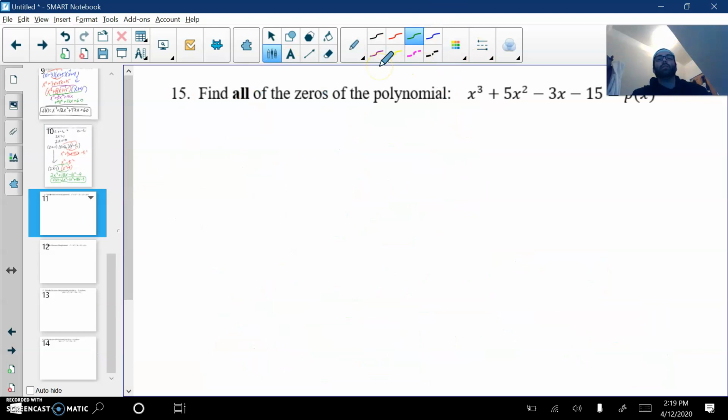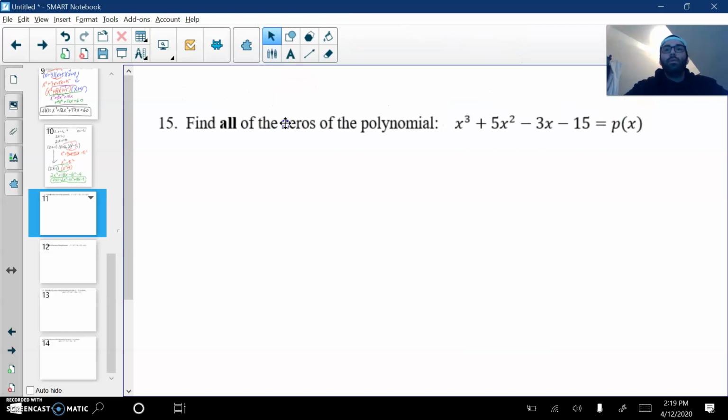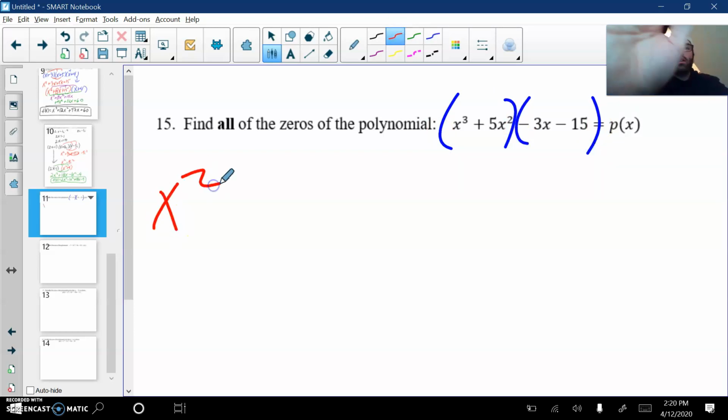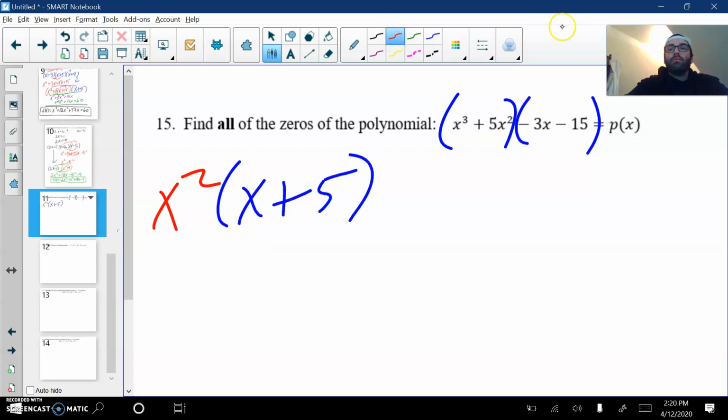All right, so now we're going to change gears, and we're going to go from the polynomial to the zeros. Okay, so now our goal is to find our zeros instead. All right, to find zeros of a polynomial, well, if I have 4 terms, I want to try factor by grouping right away. So group the first 2, group the second 2. Well, I want to find the greatest common factor between our first 2 terms. I get x squared. What's left over inside? X plus 5.